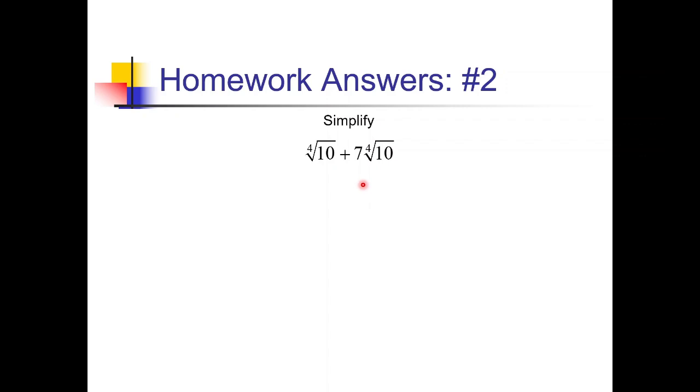For this problem, we have like radicals being added. We basically have 1 4th root of 10 plus 7 4th root of 10. So 1 plus 7 gives us 8 4th root of 10.